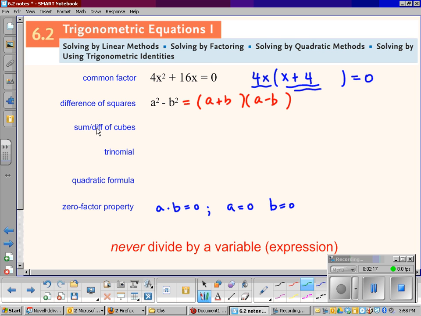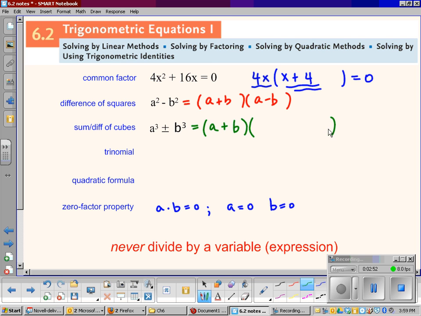If we have the sum or the difference of cubes, we can factor it in this way. Again, I'm dealing with a and b, but a could be anything and b could be anything. If I have a cubed plus b cubed, then this is going to factor into a binomial and a trinomial. And the binomial is just going to be the cube root of each term. So cube root of a cubed is a, and the cube root of b cubed is b. And I want to keep the sign that I started with. So if it's plus here, it's going to be plus here.